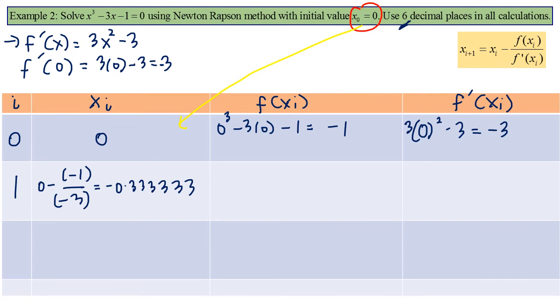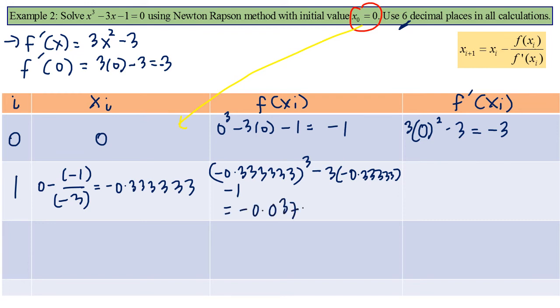Now substitute into the f(x). Substitute the x into x cubed minus 3x minus 1. So negative 0.333333 cubed minus 3 times negative 0.333333 minus 1, you will get negative 0.037037. Then you do the same thing, substitute x0 into f prime, you will get negative 2.666667.